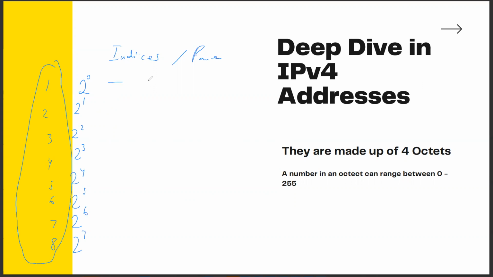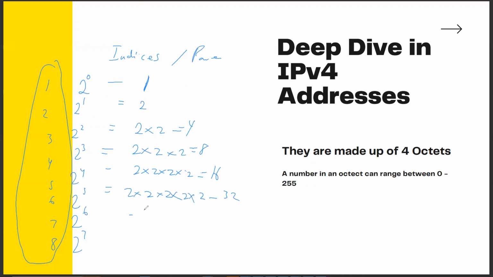The first one, 2 power 0, is just 1. 2 power 1 is 2. 2 power 2 is 2 times 2, which is 4. 2 power 3 is 2 times 2 times 2, which is 8. 2 power 4 is 2 times 2 times 2 times 2, which is 16. Then 2 power 5 is 2 times 2 times 2 times 2 times 2. That is 32.